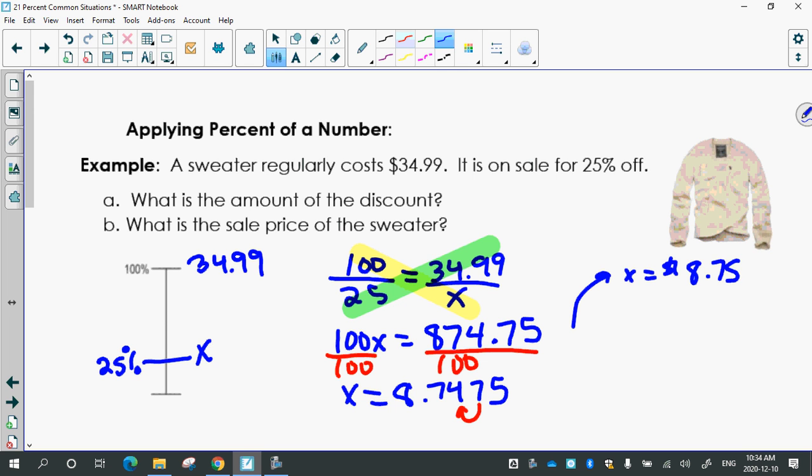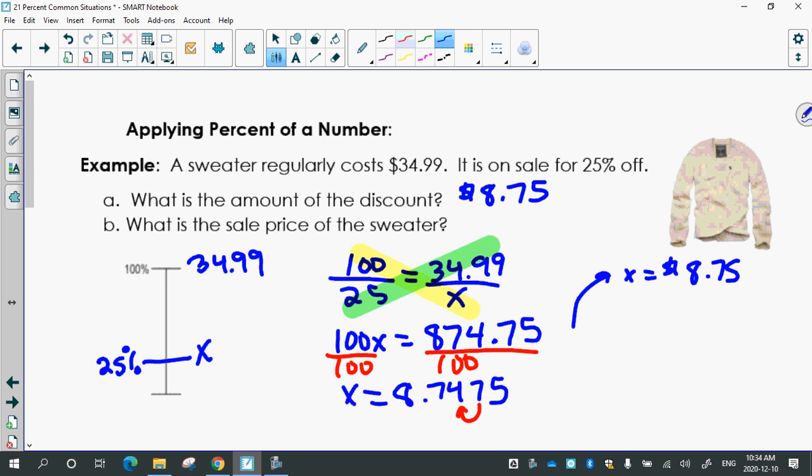So what is the amount of the discount? $8.75. So that's how much money you save. You save $8.75. You can write it down. Taking notes helps your brain make connections that you can then recall for later. So that's the amount of the discount. That's how much you save.